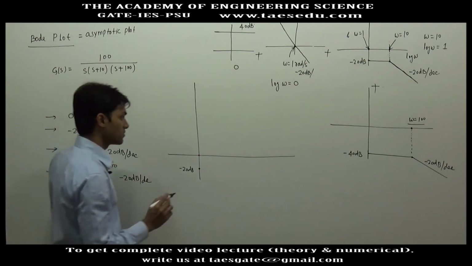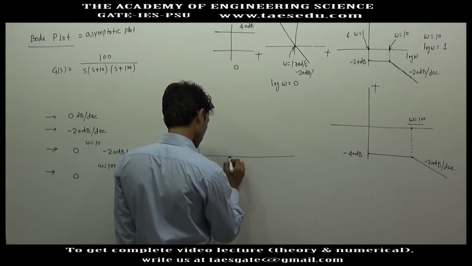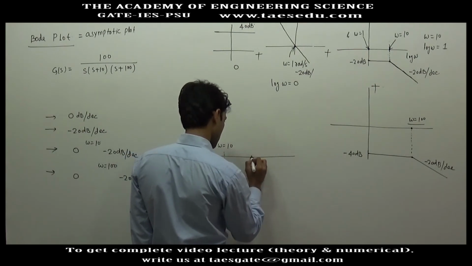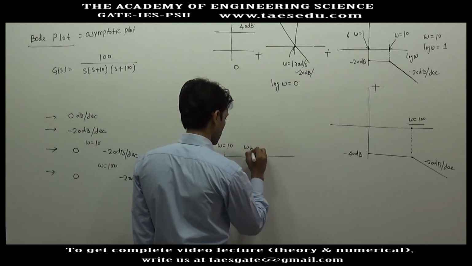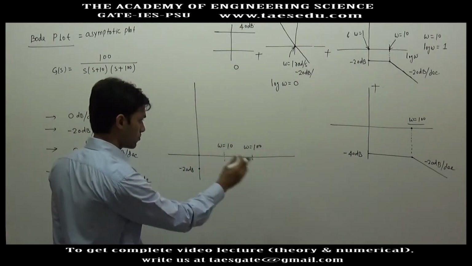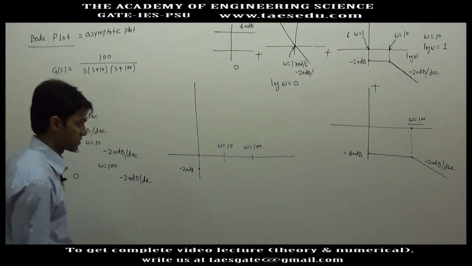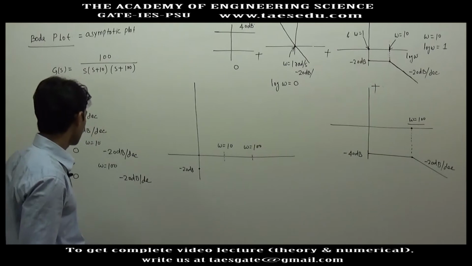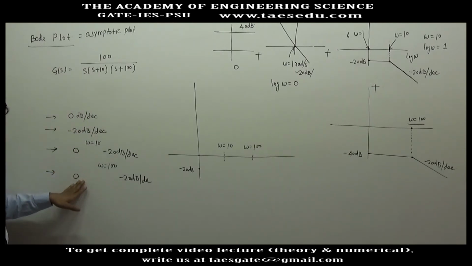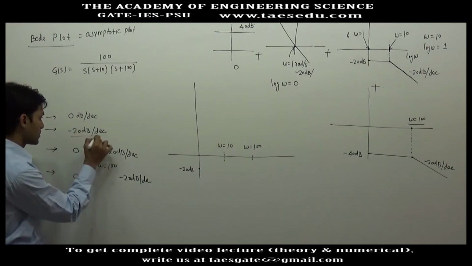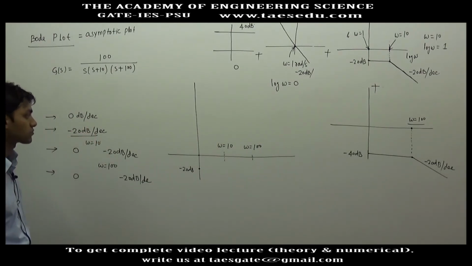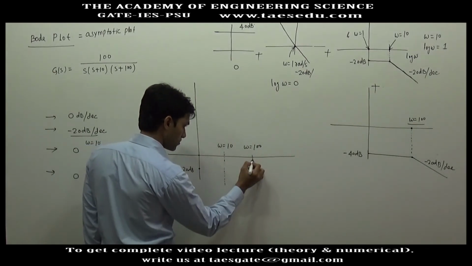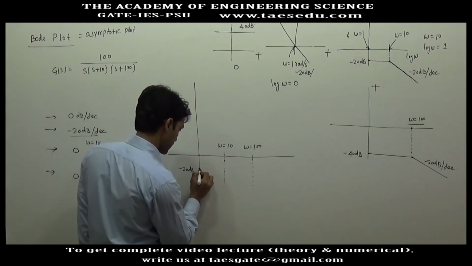So we got two boundaries. The first boundary is at omega equal to 10 radian per second, and the second boundary is omega equal to 100 radian per second. If you have two boundaries, you will certainly have three regions: first region, second region, and third region. In the first region, this gives 0 slope, this gives 0 slope, this gives 0, and this gives minus 20 dB. So for the first region, you will have a slope of minus 20 dB per decade.